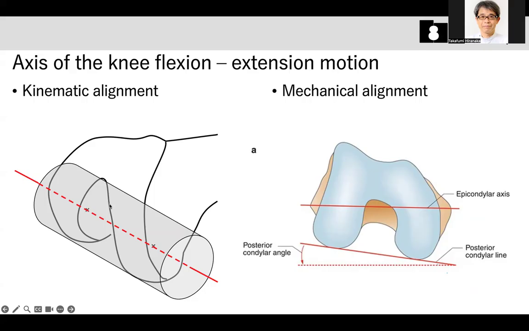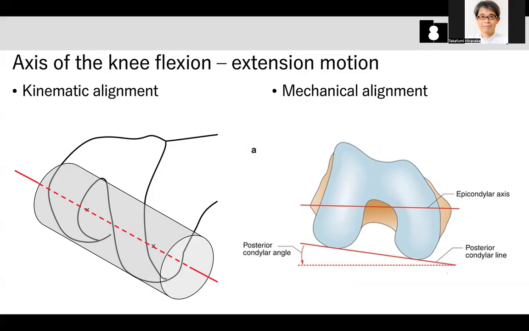On the other hand, the flexion extension axis in mechanical alignment is the Trans-Epicondylar Axis. So that is the line between the lateral and the medial epicondyle, the insertions of the MCL and LCL.